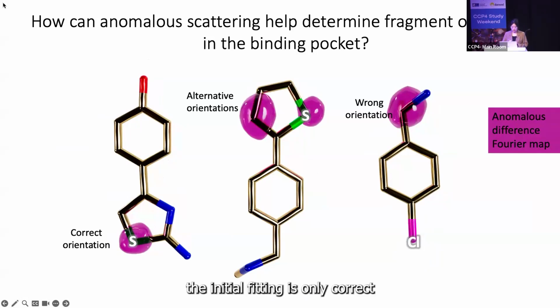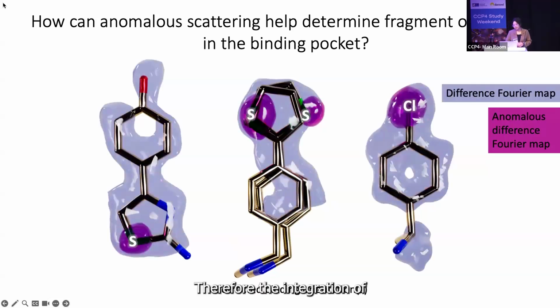We can see the initial fitting is only correct for the first fragment, and for the middle one, there are 2 alternative binding orientations with the sulfur sitting on both the left and right sides. And for the third fragment, it should be fitted upside down to let the chloride sit on the top. Therefore, the integration of the standard difference Fourier map with the anomalous difference Fourier map can confidently suggest the binding orientations for fragments.